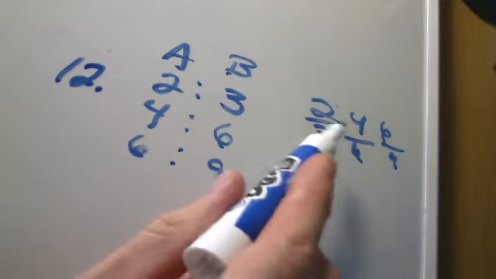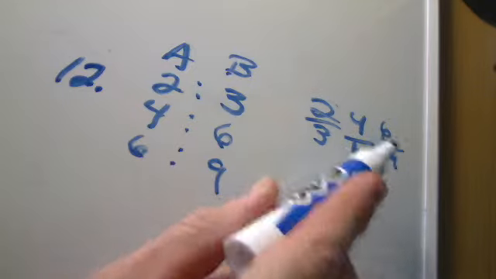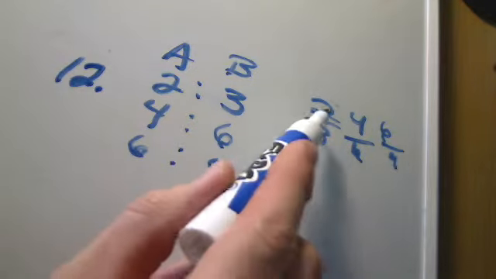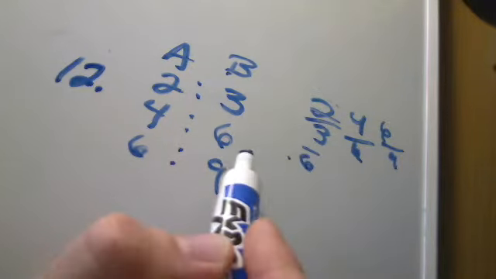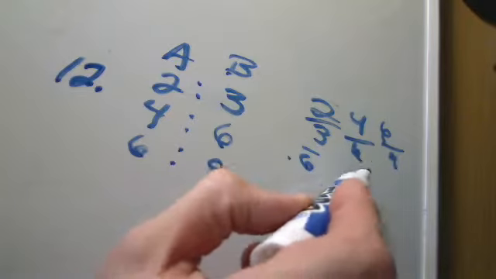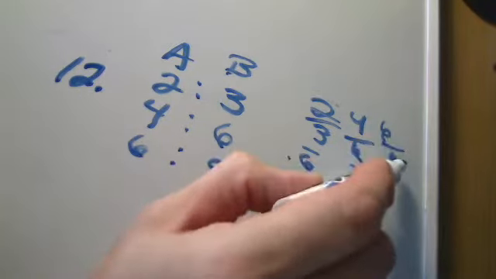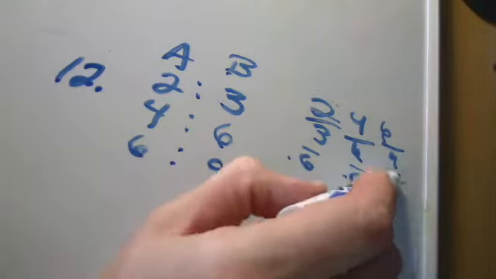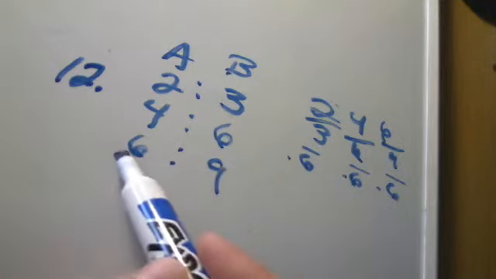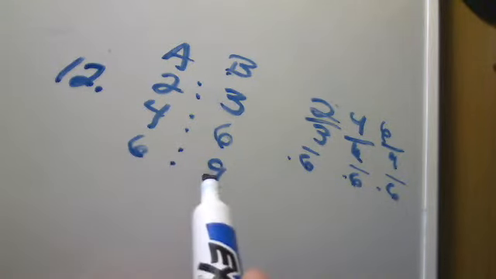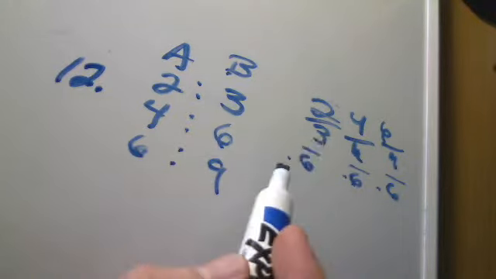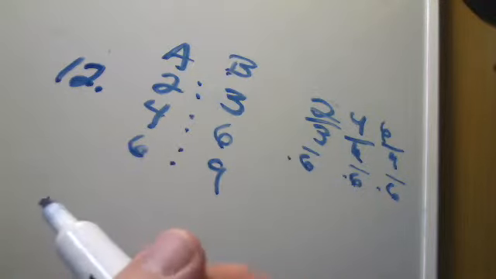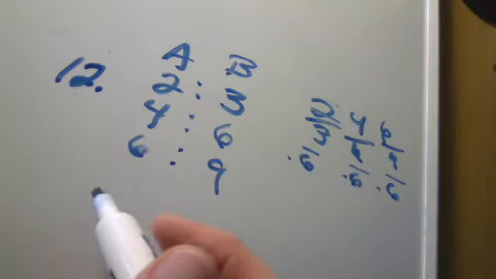So we look at these fractions, 2 over 3, 4 over 6, and 6 over 9 are actually the same fraction. If you were to divide them out in a calculator, 2 divided by 3 is 0.6 repeating, 4 divided by 6 is 0.6 repeating, and 6 divided by 9 is 0.6 repeating. So notice that even though the quantity of each group changes, it's still the same ratio, same fraction, same decimal.